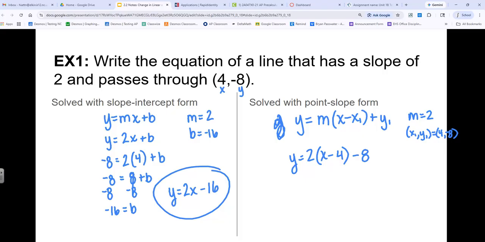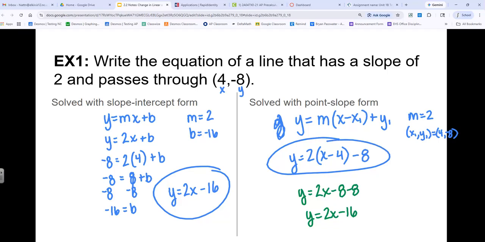Much less work here. If you need slope-intercept form for some reason, like if they ask you for the y-intercept or something, all you're going to do is distribute that to 2x minus 8 minus 8, and you get y equals 2x minus 16, right? So it's equivalent here. But you could stop right here at this point.